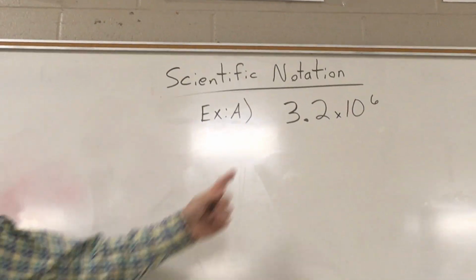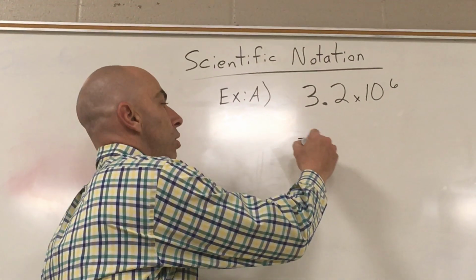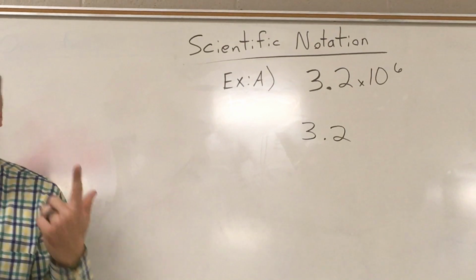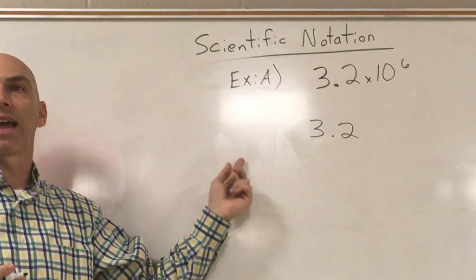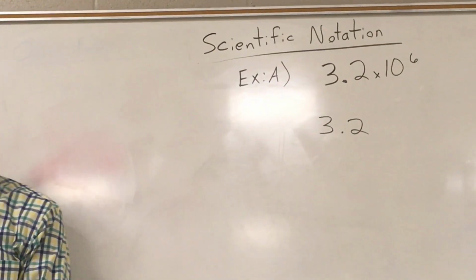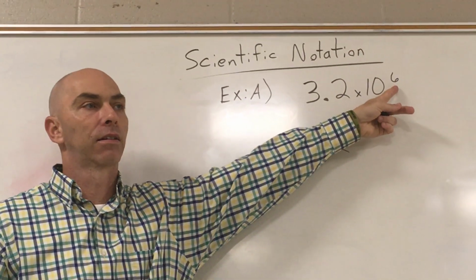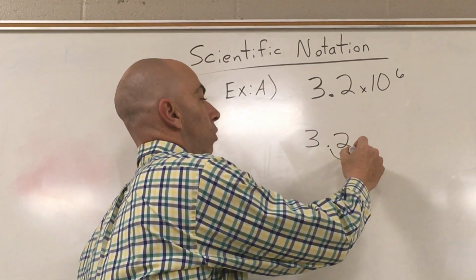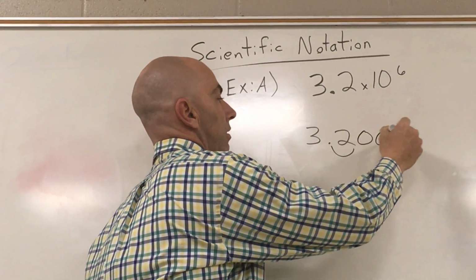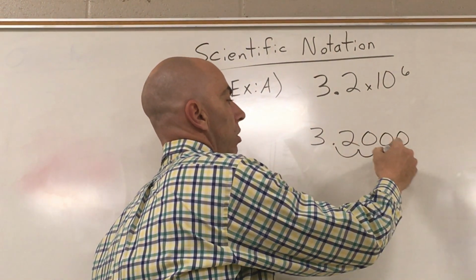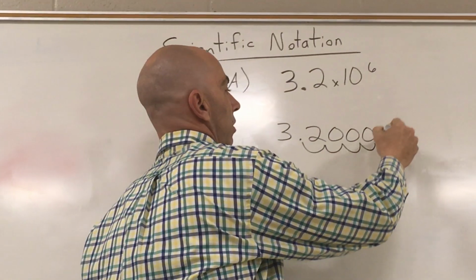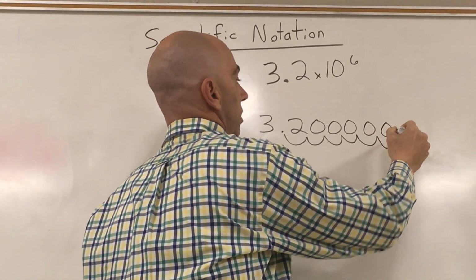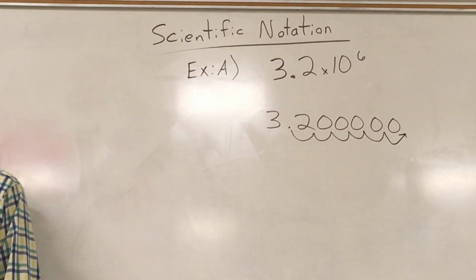So, do you think I need to move this decimal, just reasonably thinking, to the left or to the right? The right. How many places? 6. So let's do that. Add some zeros. 1, 2, 3, 4, 5, 6.